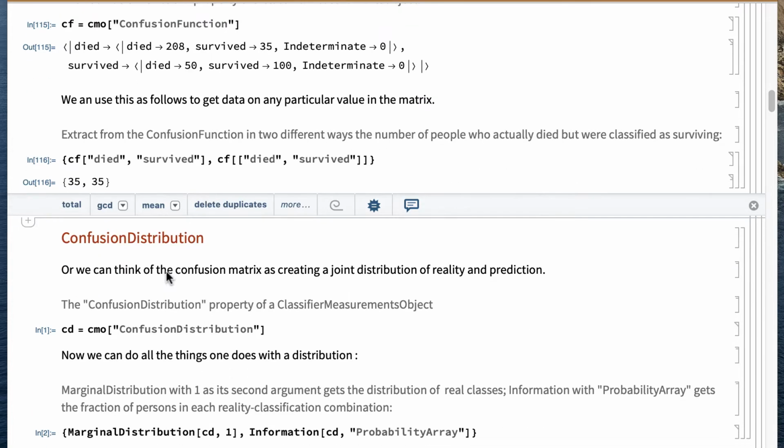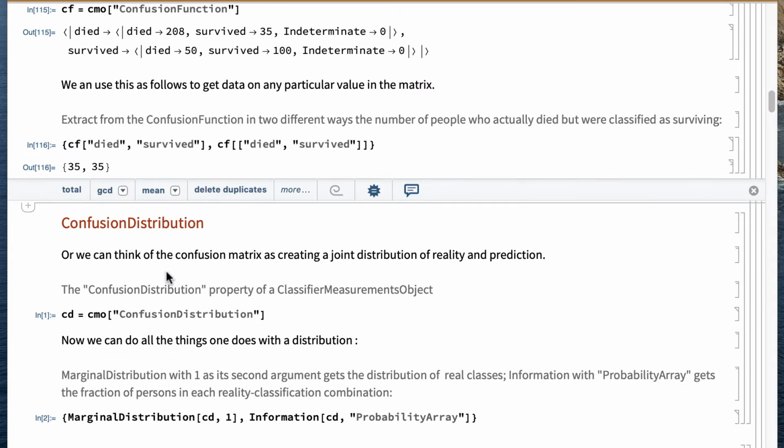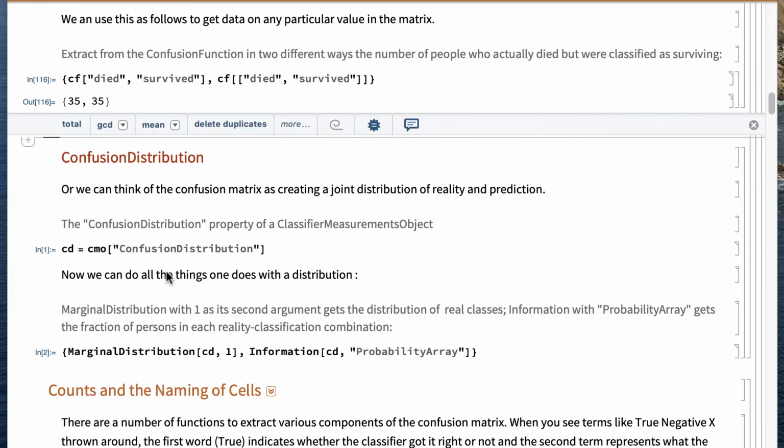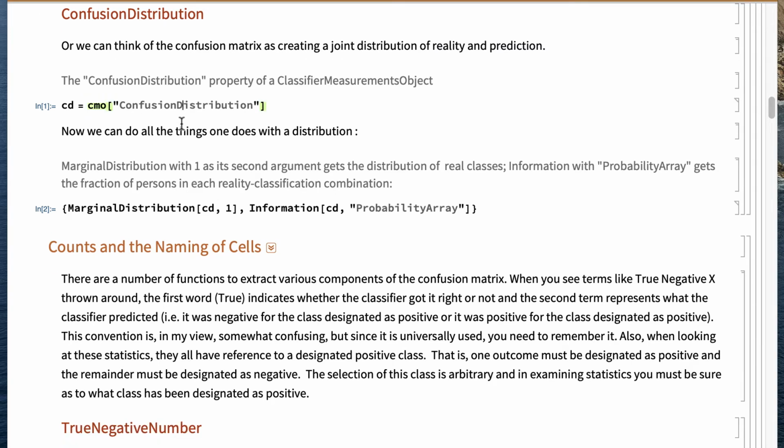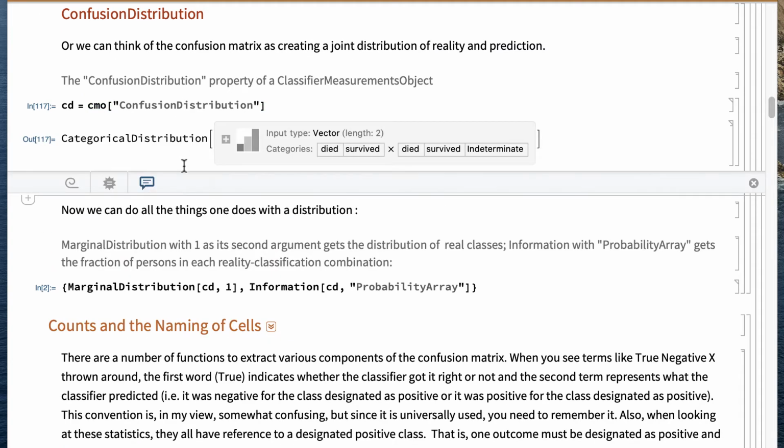Finally, you could think of the confusion matrix as creating a joint distribution of reality and prediction. And so we can ask for the confusion distribution of the classifier measurements object. And we get our friend the categorical distribution, in which we have the row categories of died and survived, that's reality, and the guess categories of died, survived, or indeterminate. Now we can do everything you can do with a categorical distribution.